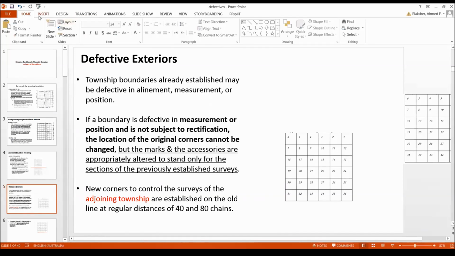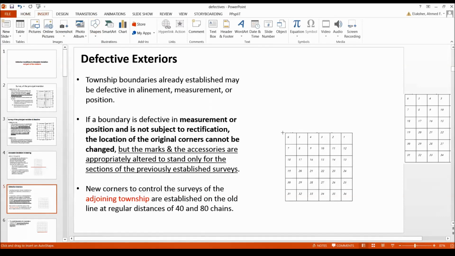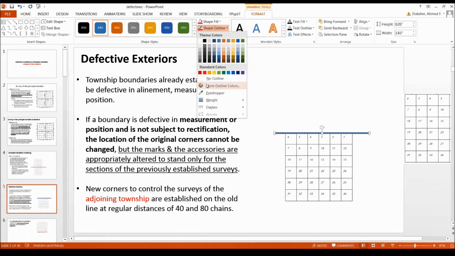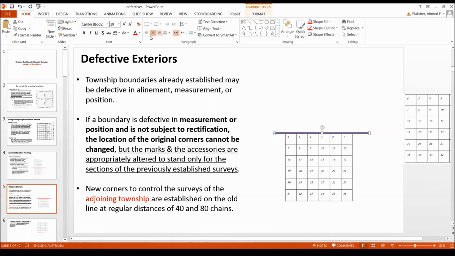But what if I'm doing now the same thing? What if I have this line and I'm going to make a survey for a new line? I'm not sure why this didn't show up all red.